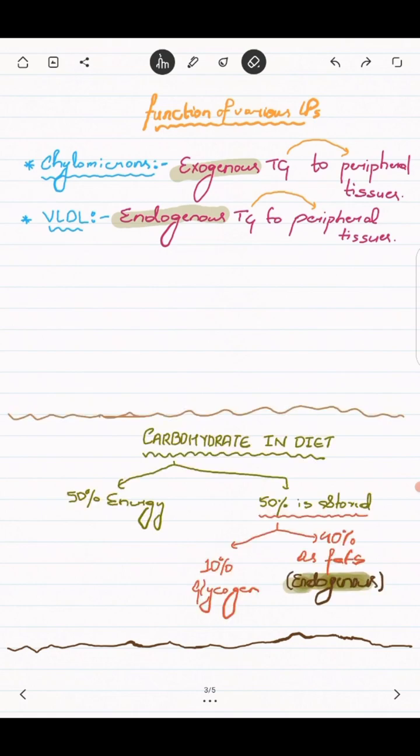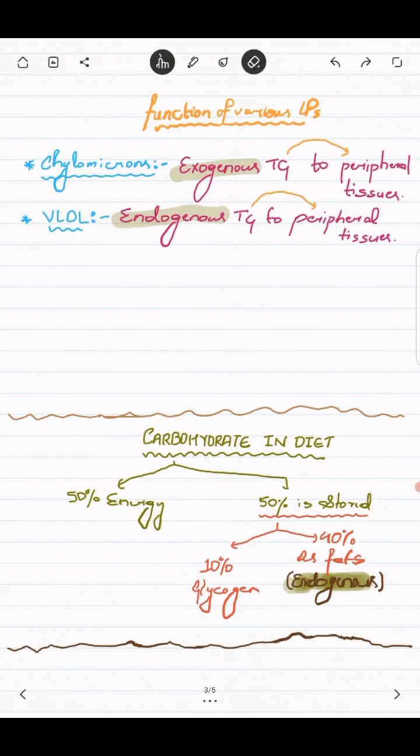See what happens when we take carbohydrate in our diet. 50% of it is converted to energy and the rest 50% is stored. Like 50% is used as energy in our day-to-day life and 50% is stored. Out of that 50%, 10% is stored as glycogen in liver. We all know glycogen breaks down into glucose in the fasting state. And the rest 40% of carbohydrate in diet gets converted to fats in the liver by some pathway, and that fat is endogenous fat. So we complain that we don't take fat in our diet, even then we are getting thick day by day.